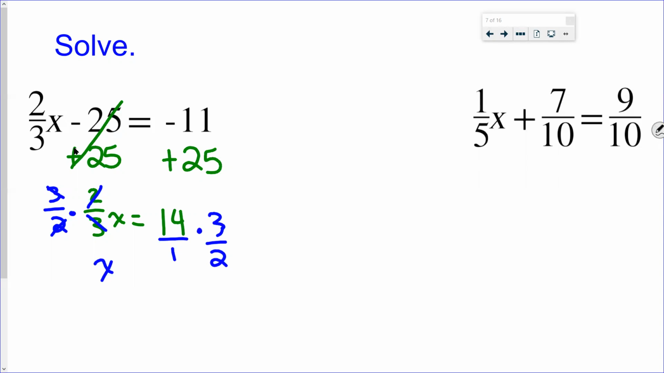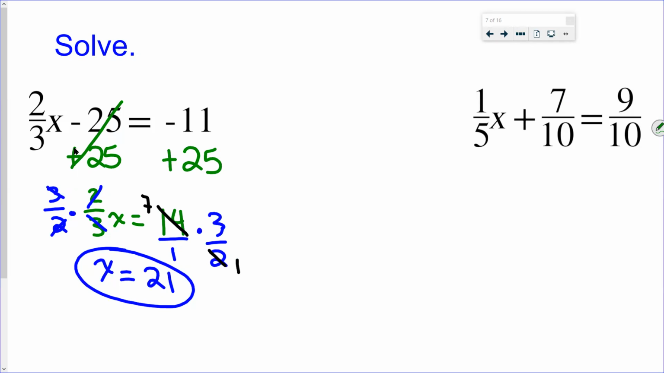We can cross cancel here. 14 is divisible by 2, it's 7. 2 is divisible by 2, it's 1. So now we're just left with 7 times 3. 7 times 3 is 21. 1 times 1 is 1. So it's 21 over 1, or 21. Again, you could plug this back in. You could take 21, plug it in for x, multiply it by 2/3, then subtract 25, and you should get negative 11.